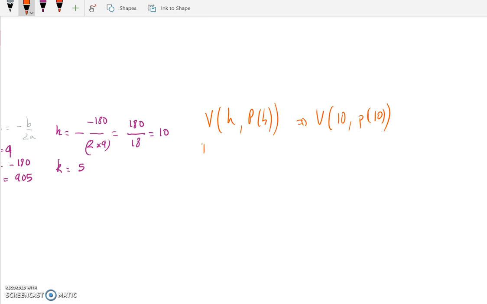So if I decide to calculate p of 10, I have in front of me 9 multiplied by 10 squared minus 180 multiplied by 10 plus 905. And that is equal to 1805 minus 1800, and the answer is 5. This is why the vertex was 10, 5.